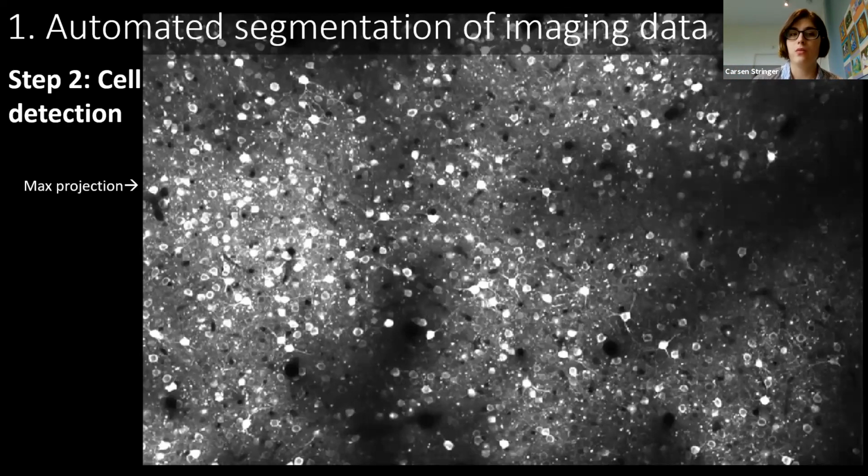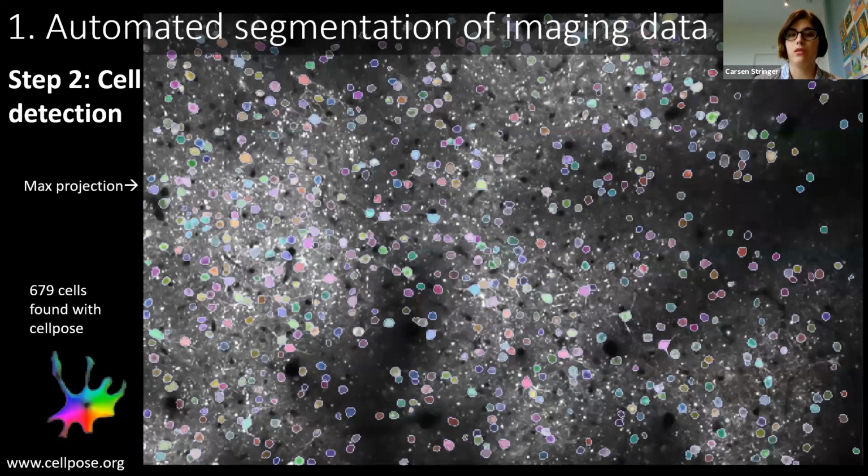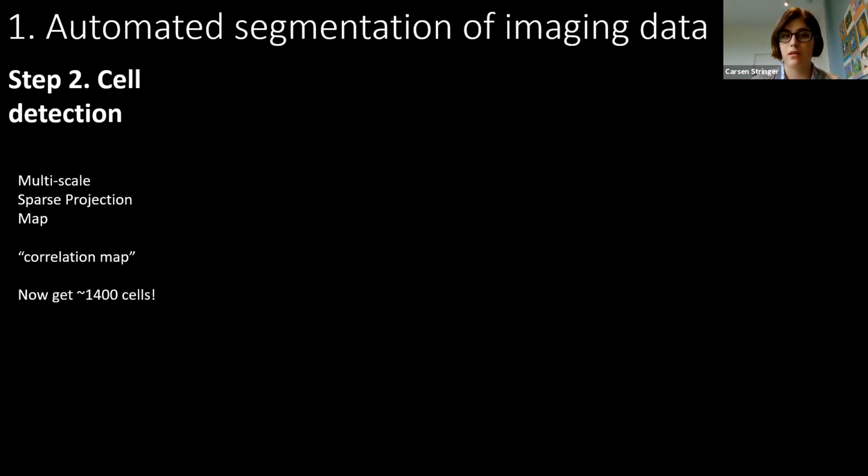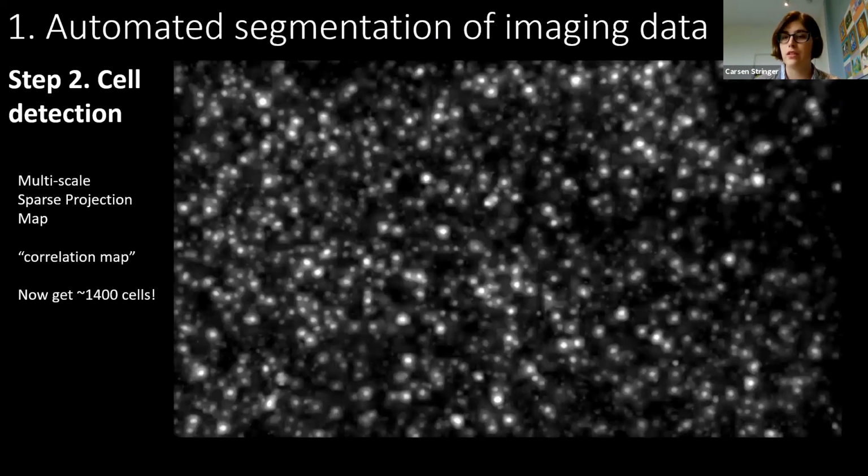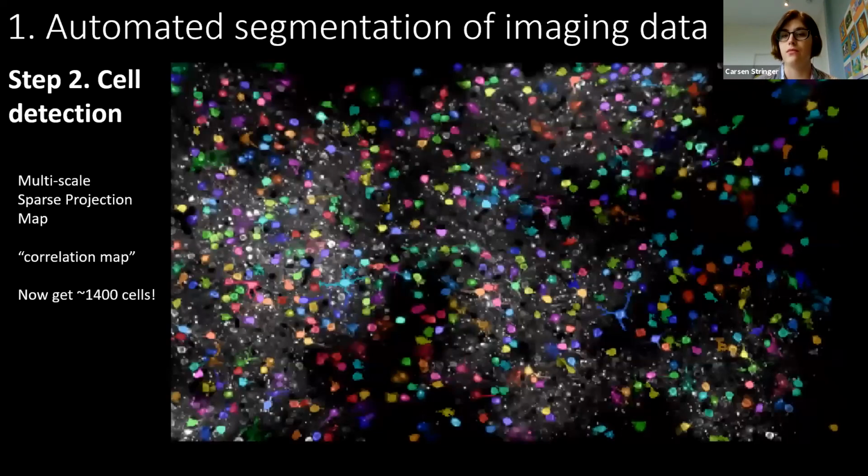So what we use in Suite2P is the correlations between pixels across time, and we create this correlation map. Within this correlation map, we find twice as many cells as if we were to use an anatomical segmentation algorithm. Now we detect our cells, and in these large scale recordings, we're detecting over 40,000 cells on each one of them.